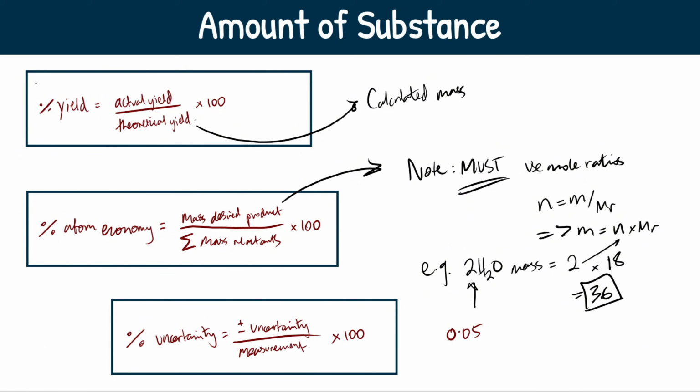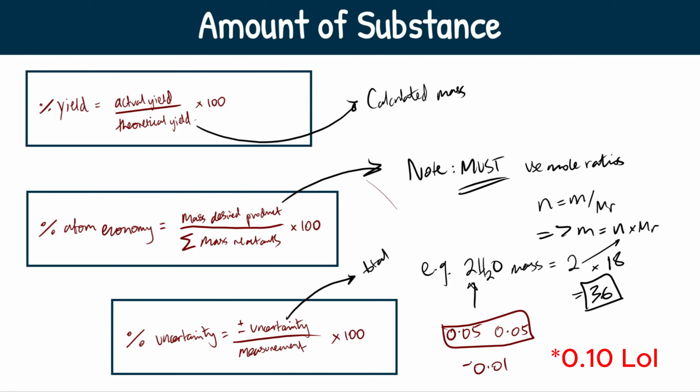Now, this is also super important to remember. The uncertainty must be the total, okay? So let's just say you took out one measurement reading, and that was 0.05. And then you took out a second measurement reading, and that was also 0.05, right? The total uncertainty would be 0.1. So that is the value that you would have to put as the numerator in your equation, okay?